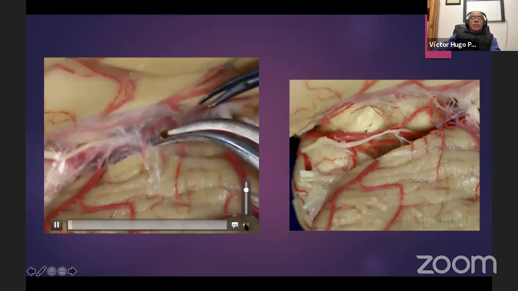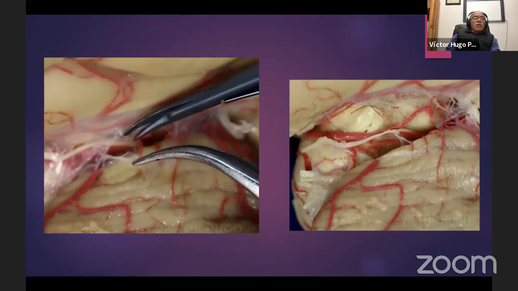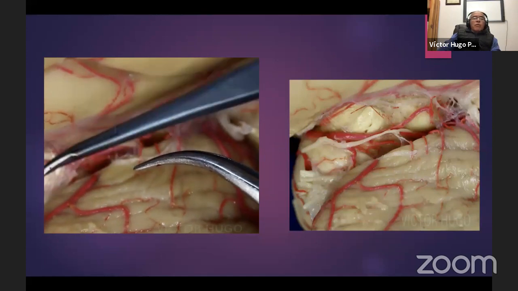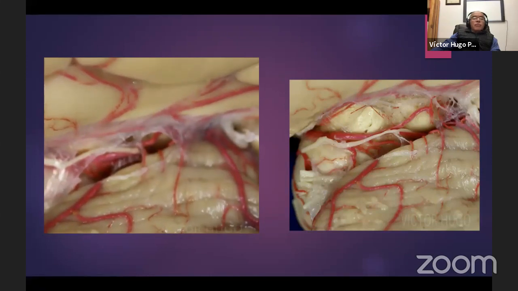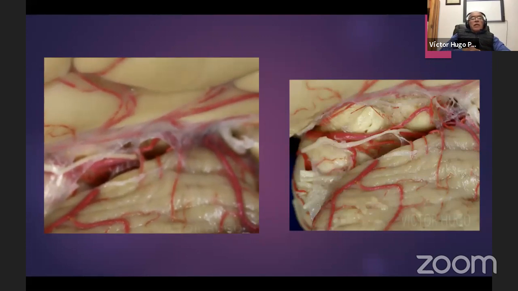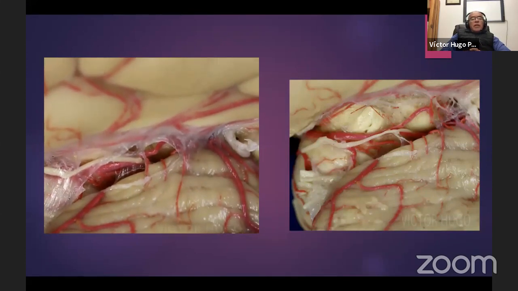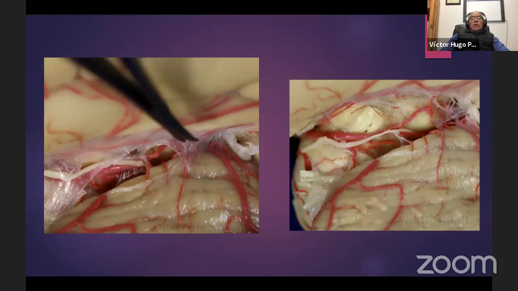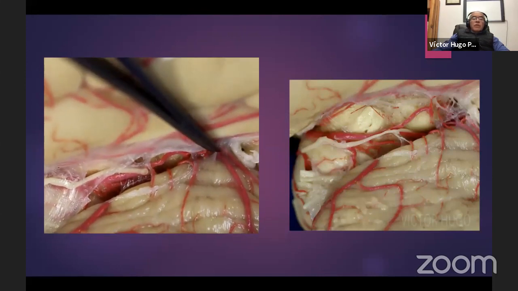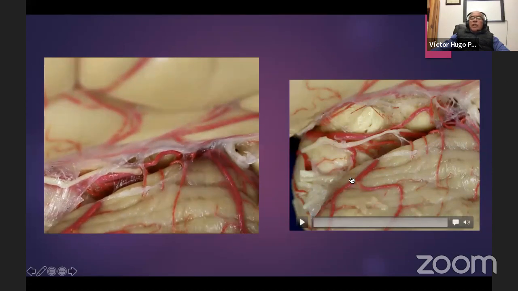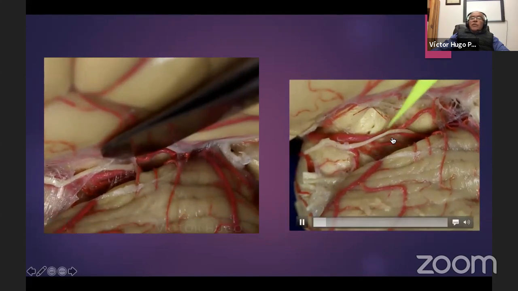Here we have a dissection of the arachnoid in order to see these arteries. You know that dissection of the arachnoid is very important to preserve the fine irrigation of the brain. So now we can see the crural and ambient cistern. This is the fourth cranial nerve.